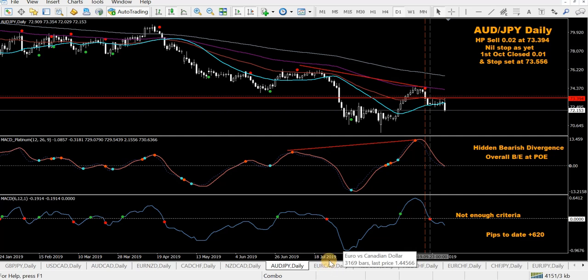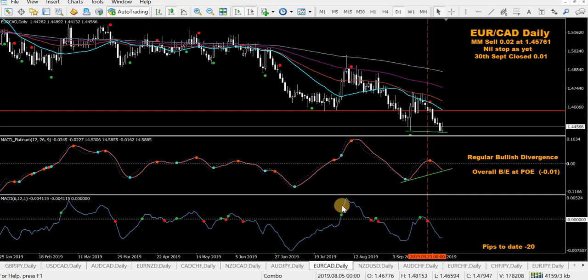Euro CAD. Now my computer's jammed up as usual, what it does every time I do a video. All right, Euro CAD in a sell, mod MACD sell, closed half already.